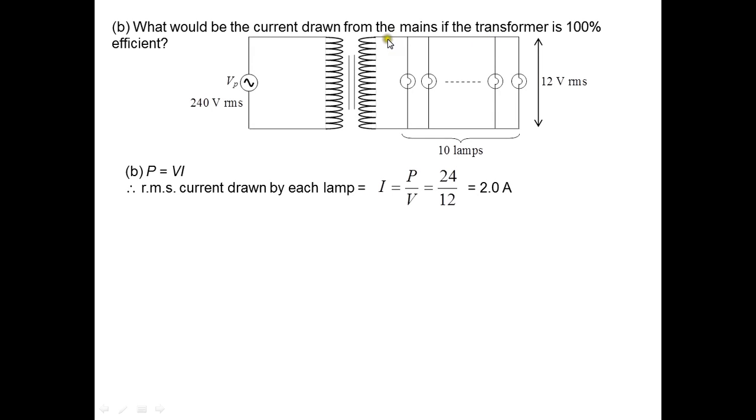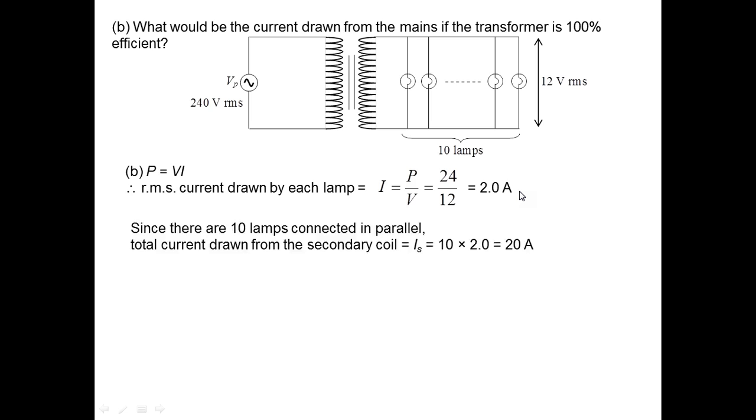So let's start by finding the current going through each lamp. If the power of each lamp is 24 watts, and the potential difference across each lamp is 12 volts, then we can say that the current, or rather the root mean square current more specifically, is 2 amperes. If there are then 10 lamps in parallel, the total root mean square current will be 20 amperes.